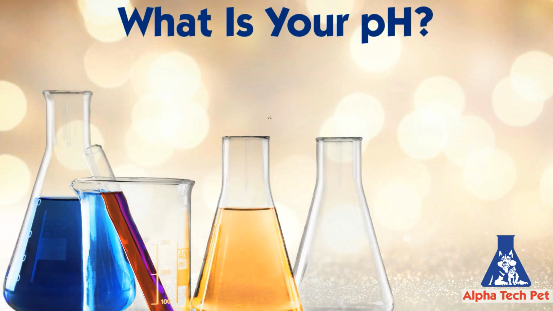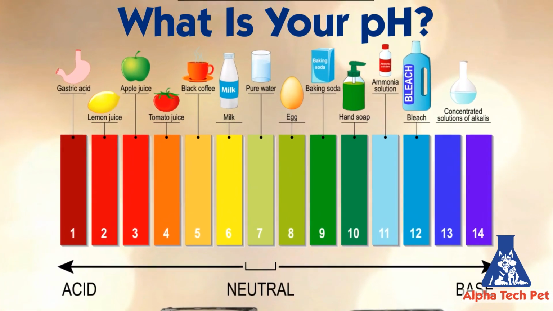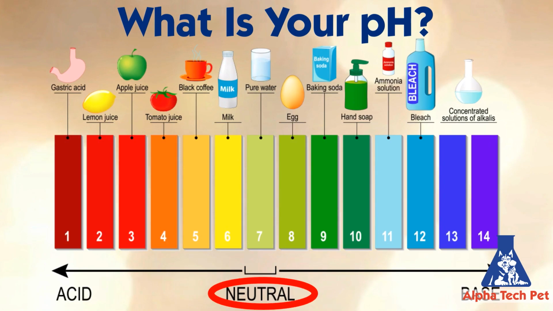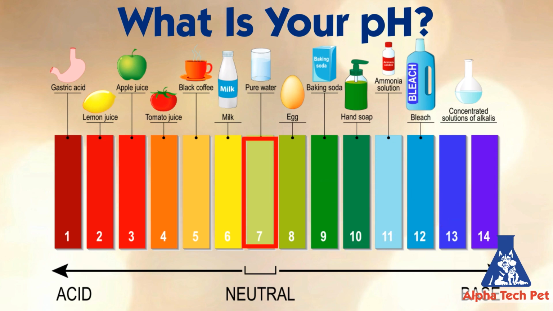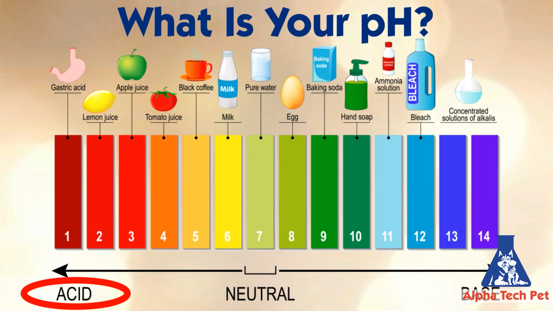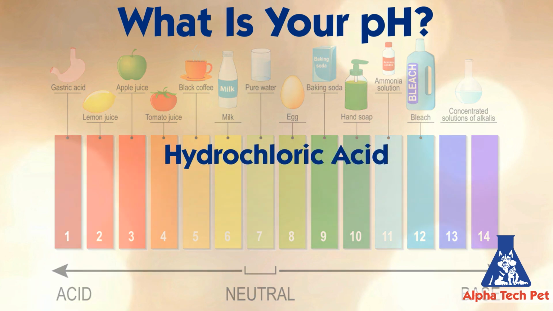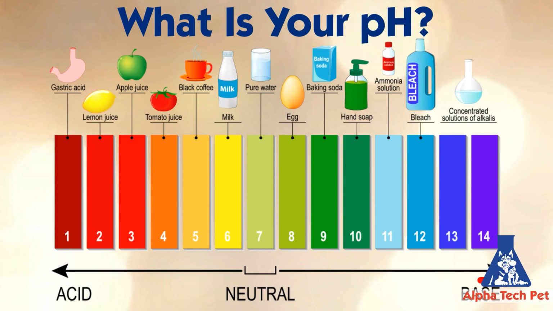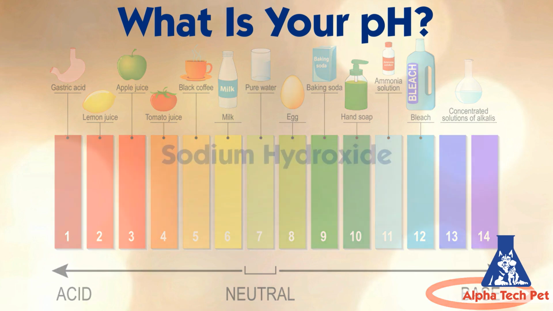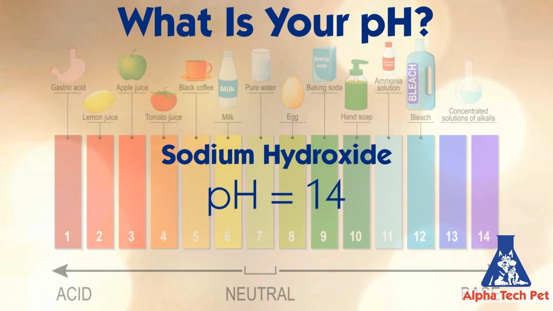What is your pH? Finding sanitizers and disinfectants with a neutral pH is essential. pH is scaled from 1 to 14, with 7 considered neutral. The lower the number, the more acidic a substance. Hydrochloric acid, for example, has a pH of 1. The higher the number, the more basic a substance. Sodium hydroxide has a pH of 14.